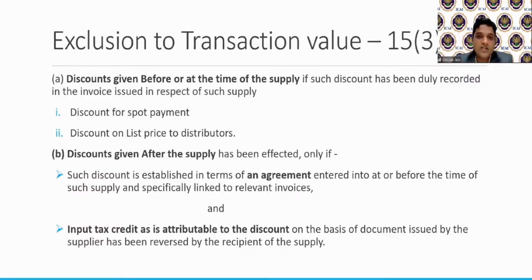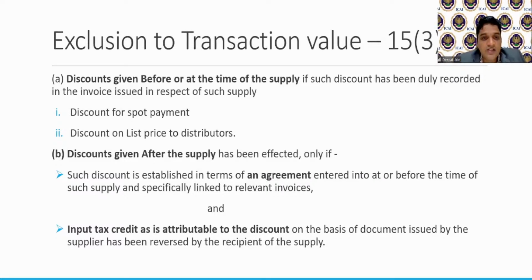So if such discount has been duly recorded in the invoice which is issued in respect of such supply, for example discount for spot payment, or discount off list prices. I have a list price at which I will sell to end customers if retailers are coming. But if I am a manufacturer selling to my distributor, I have to give some discount. So this discount, which is known at the time of supply, is reduced at the time of supply on the invoice itself.